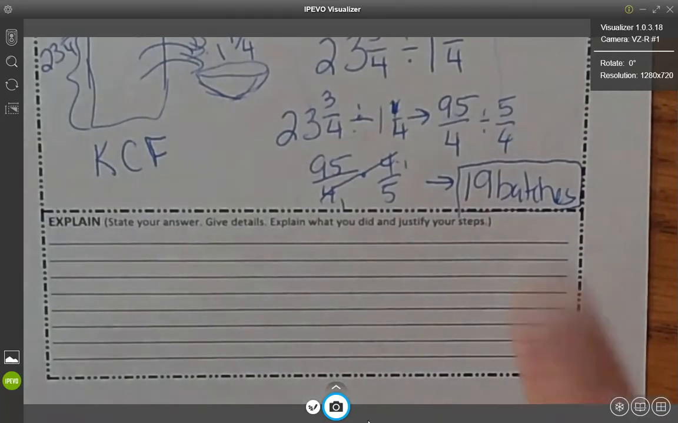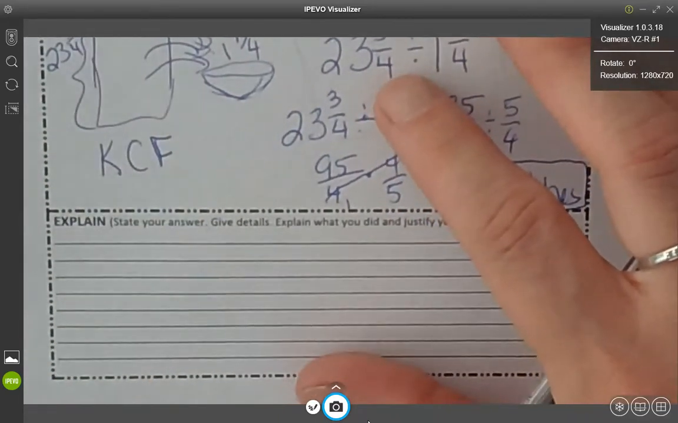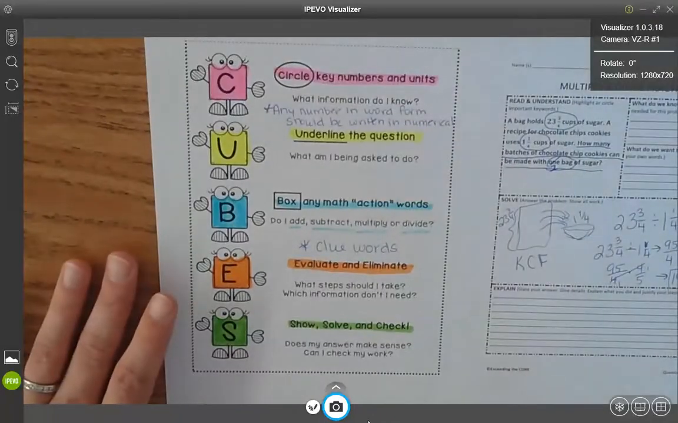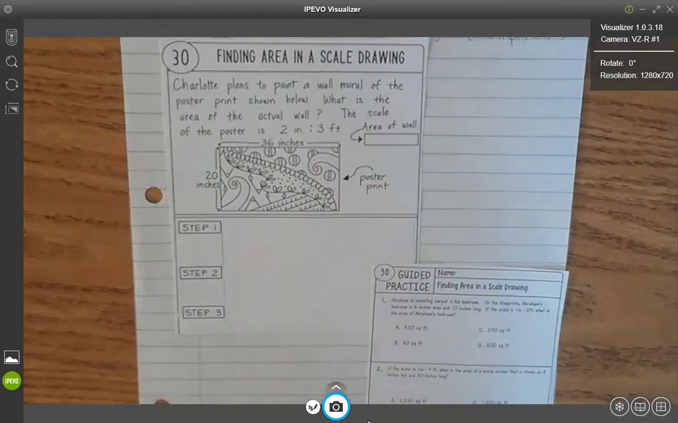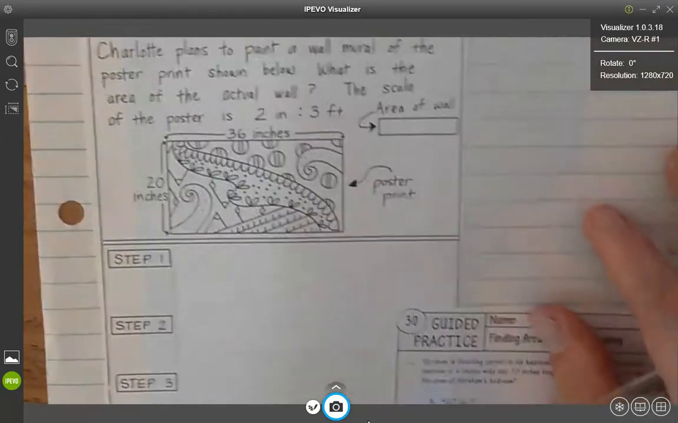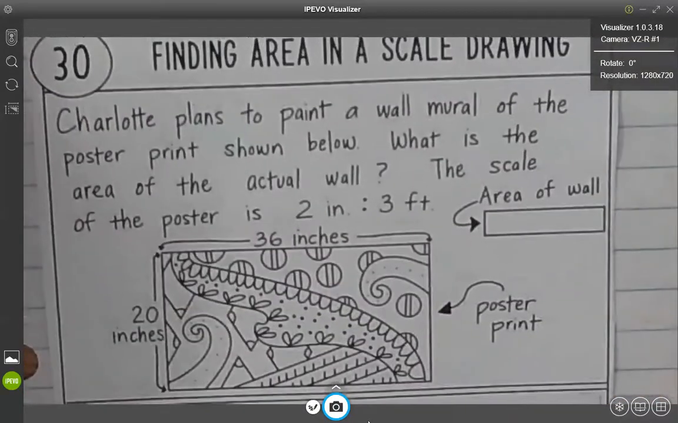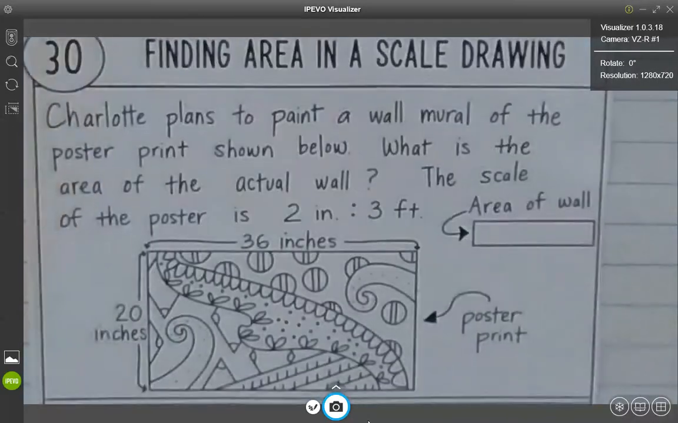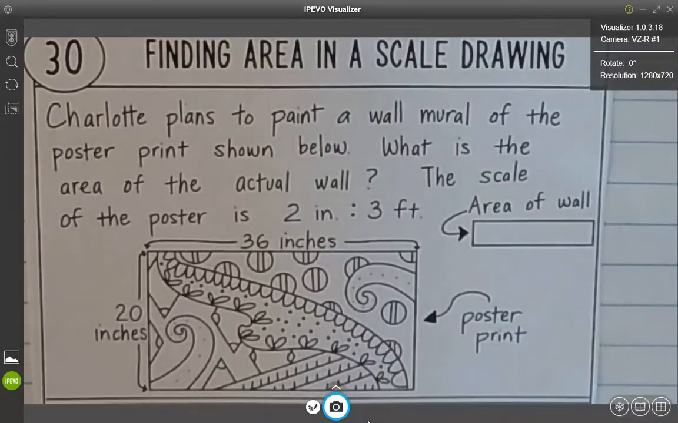Okay, so we are going to use cubes. This whole thing, again, is on the board, both sides, to apply to this problem right here. So let's go ahead and look at this problem. Circling, underlining, boxing, evaluating, eliminating, solving.